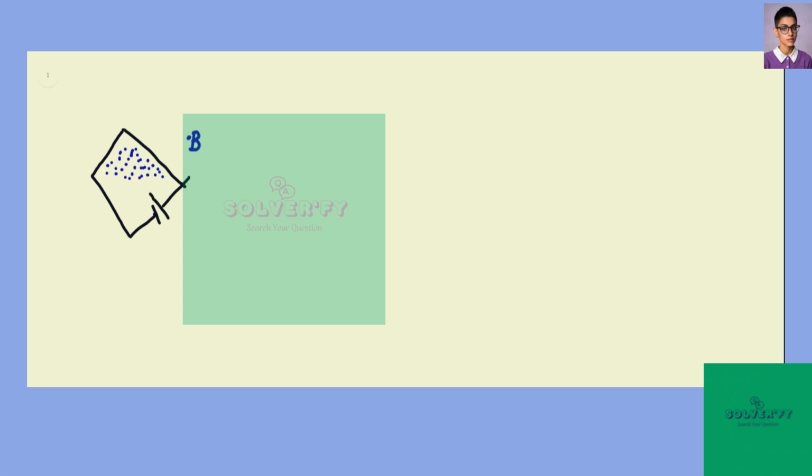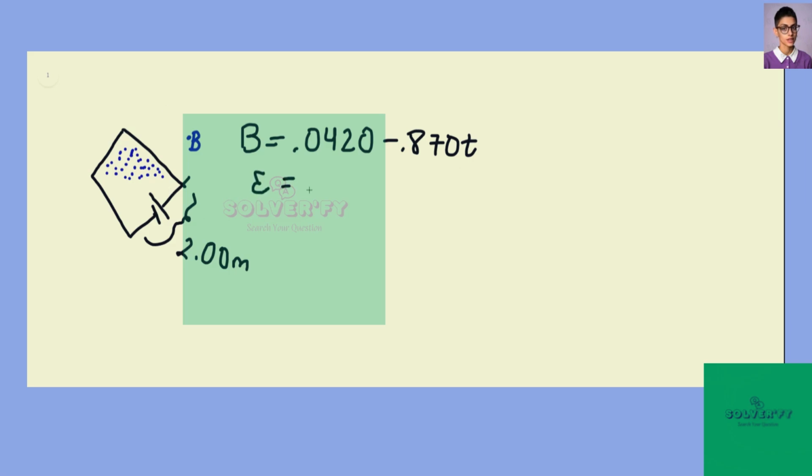And we're told that this loop has sides of 2.00 meters, and we're told that B is equal to 0.0420 minus 0.870t. So the field is decreasing. And then the EMF of the battery in the loop is 20.0 volts. And I think that's all we need.